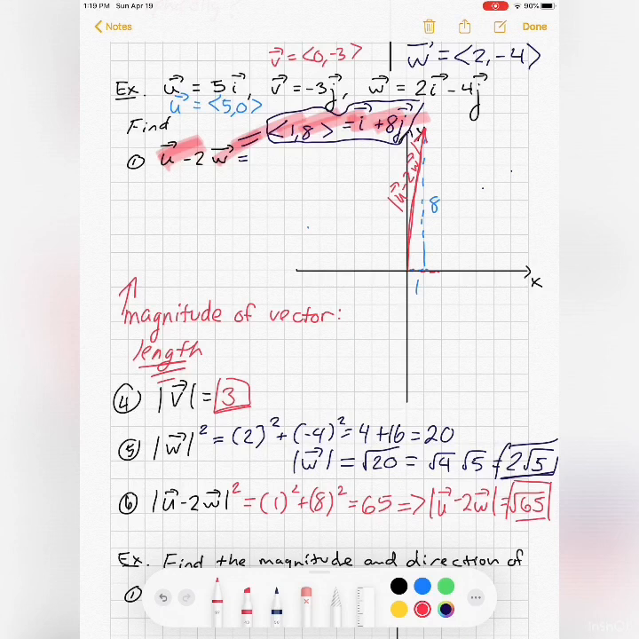And again, these lengths, these are numbers, right? Finding the length. In other words, I'm finding a scalar value, just a number, right?